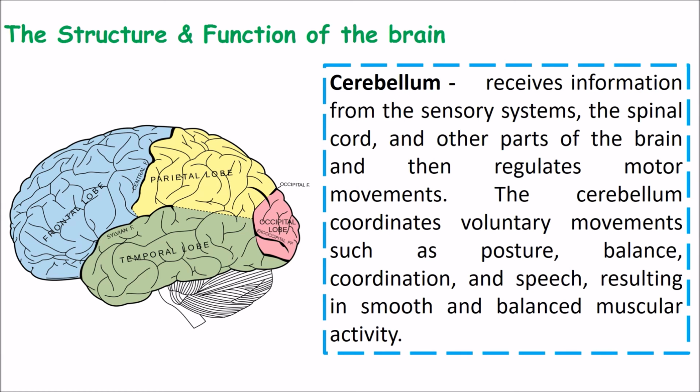And the cerebrum receives information from sensory receptors, the spinal cord, and other parts of the brain, and then regulates motor movement. The cerebrum coordinates voluntary movements such as posture, balance, coordination, and speech.